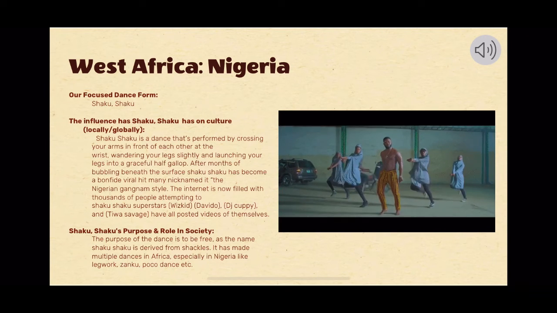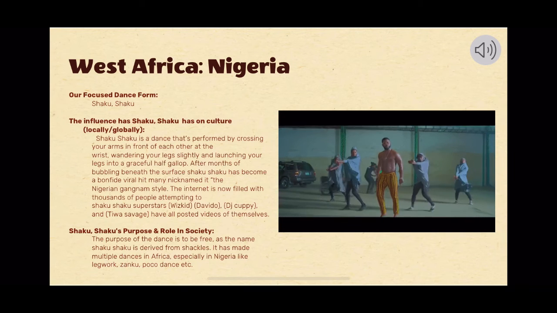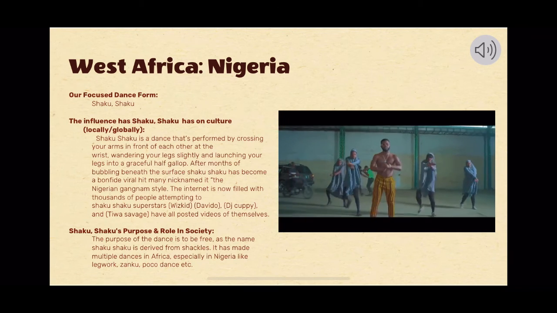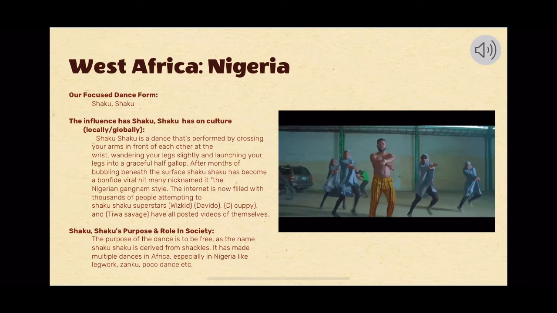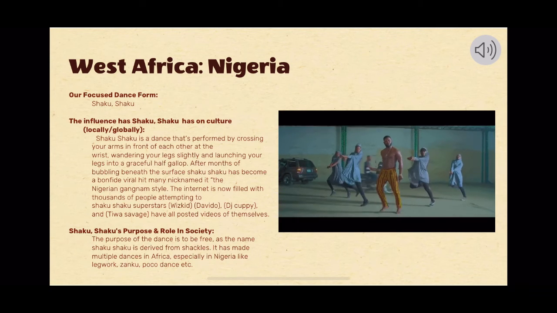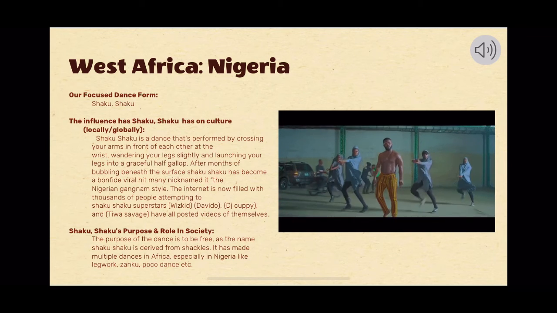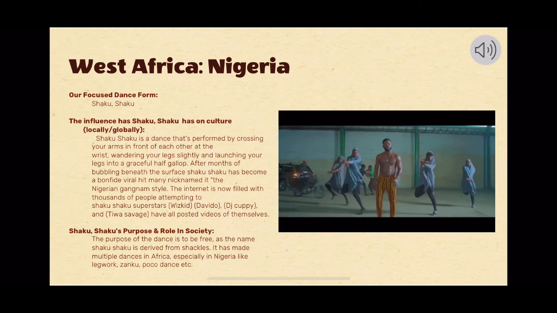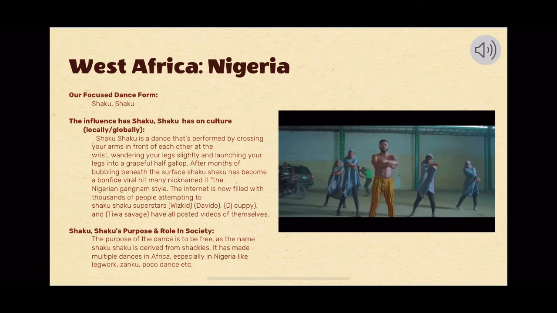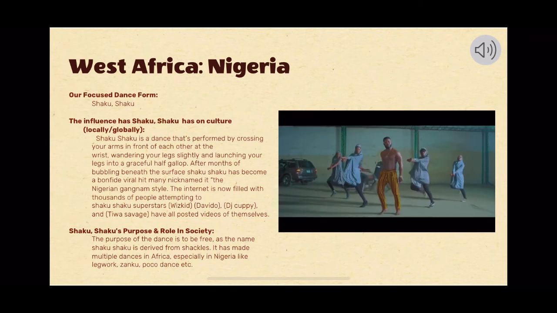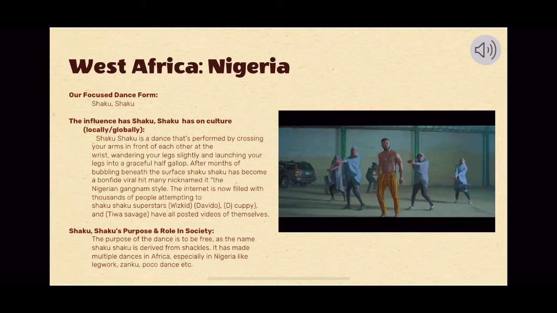The internet is now filled with thousands of people attempting to Shaku Shaku. Superstars Wizkid, Davido, DJ Cuppy, and Ty Savage have all posted videos of themselves. The purpose of the dance is to be free. As the name Shaku Shaku is derived from shackles, it has inspired multiple dances in Africa, especially in Nigeria, like leg work, zanku, poco, and etc.